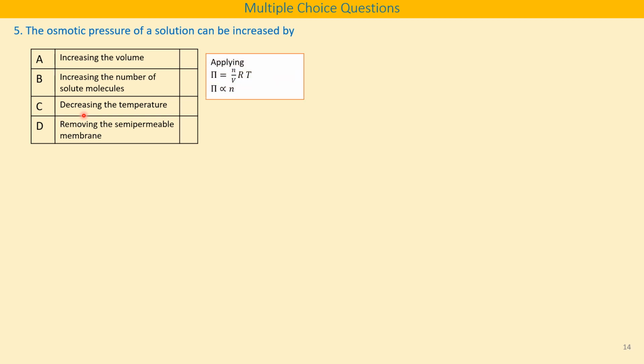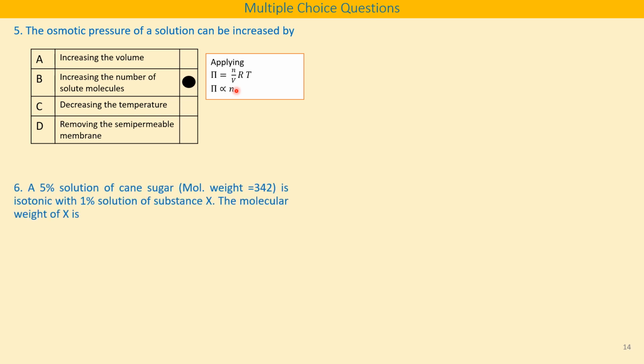So we have to apply the formula. Osmotic pressure pi is equal to n divided by V into R into T, where pi is the osmotic pressure, n is the number of molecules, V is the volume, R is the gas constant, and T is the temperature. Therefore, using this formula, pi is proportional to n. So we can increase the osmotic pressure by increasing the number of solute molecules. That is, option B is the correct answer.